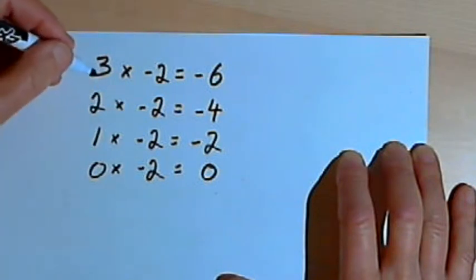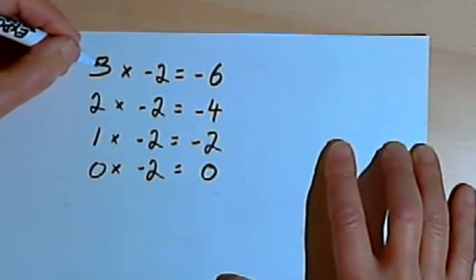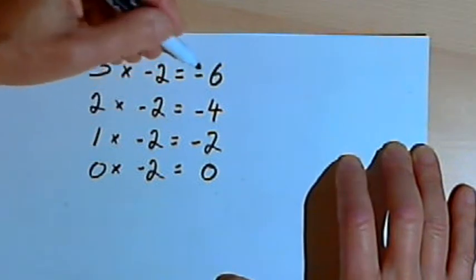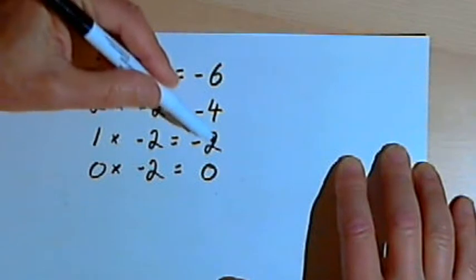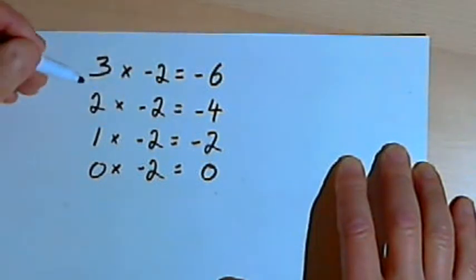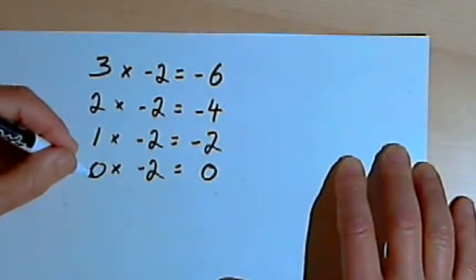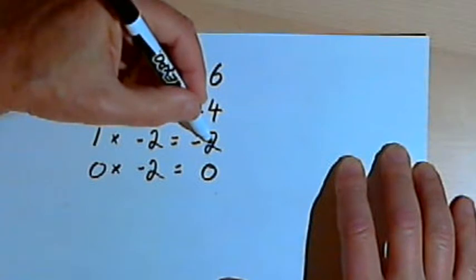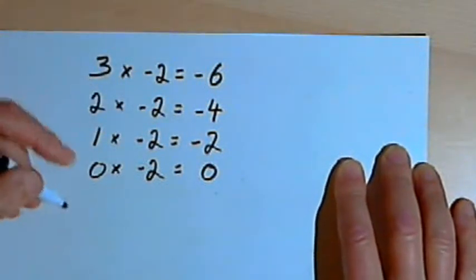Okay, now let's look at what's happening here. Each time I'm multiplying negative 2 by a number which is 1 smaller than the previous number. And each time what I end up doing is getting a result which is 2 bigger than the previous time. So in other words, I was multiplying by 3 and then by 2 and then by 1 and then by 0, and then I got a negative 6 and a negative 4 and a negative 2 and a 0. So let's keep going. This pattern should keep working.